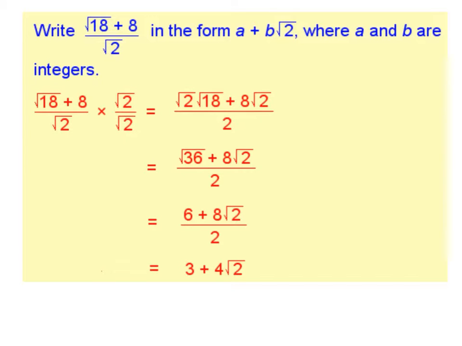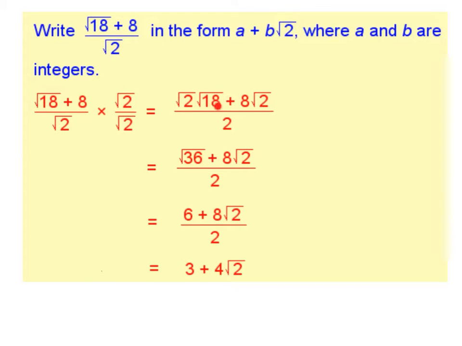Okay, in this example, we want to write root 18 plus 8 over root 2 in the form of a plus b root 2, where a and b are integers. So integers are positive or negative whole numbers. So again, in this example, we do not have a compound surd as our denominator, we just have a surd. So all we have to do is multiply the top and the bottom by that surd. So we're going to multiply top and bottom by root 2. So 18 by root 2 is going to be root 2 root 18. And 8 by root 2 is going to be 8 root 2. And root 2 by root 2 is going to be 2.